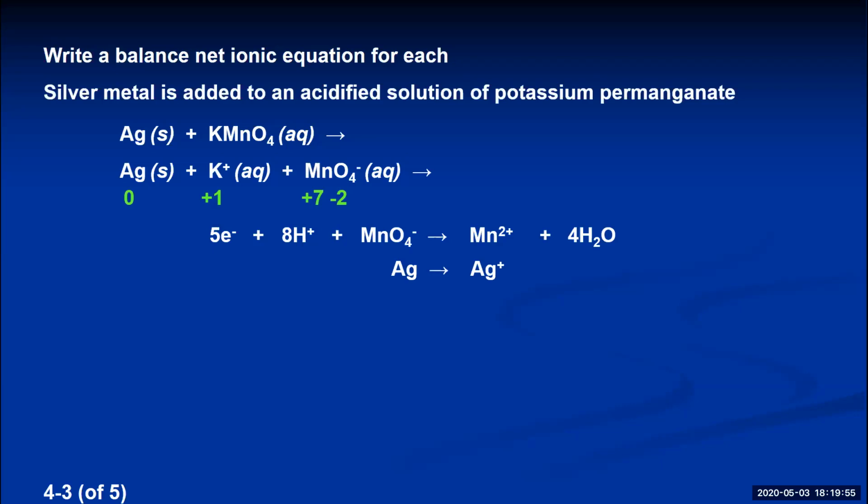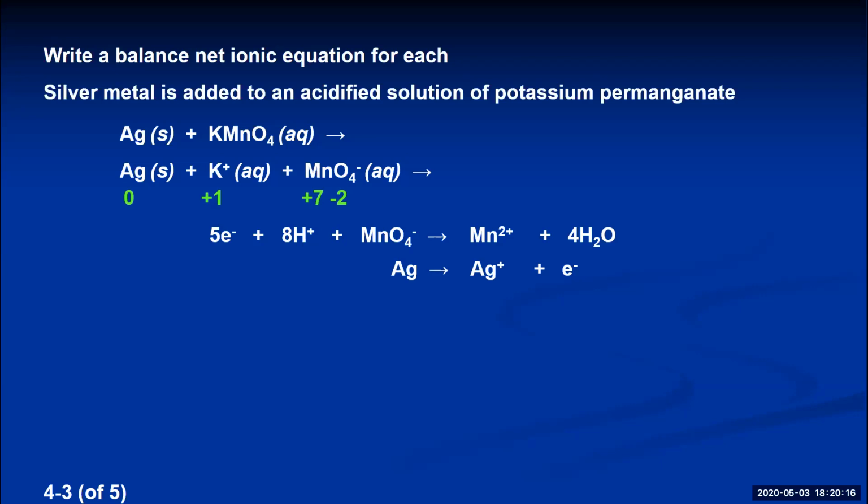For the silver half reaction, silver's balanced. There are no O's and H's. We don't have to add any waters or hydrogen ions. All we have to do is add electrons to balance the charge. And because the left side has a charge of 0 and the right side has a charge of +1, we need to add 1 negative electron to the right side. Now the two half reactions are balanced.